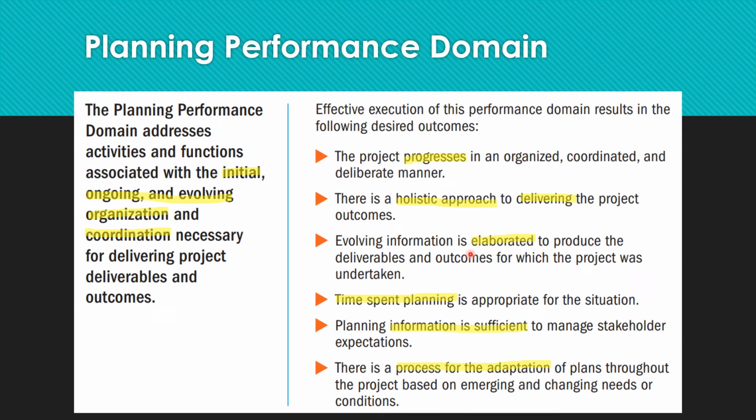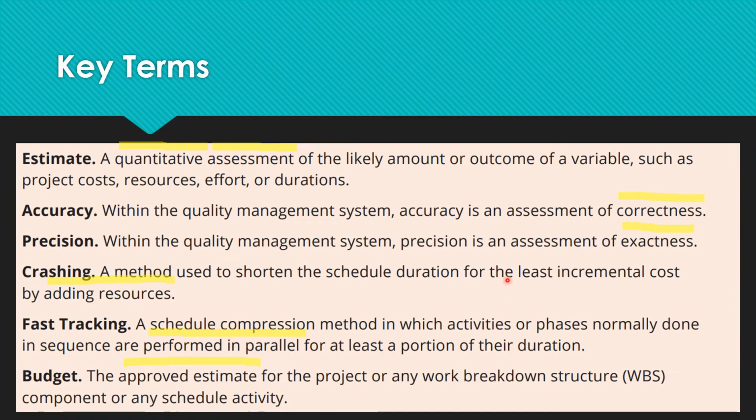So we will see what are the things we can do, the activities and functions, and the factors involved in this domain for effective execution. And finally, we'll see the manner in which we can check these desired outcomes. So let's start with a few key terms or key definitions that we need to understand before we get into the details of this domain.